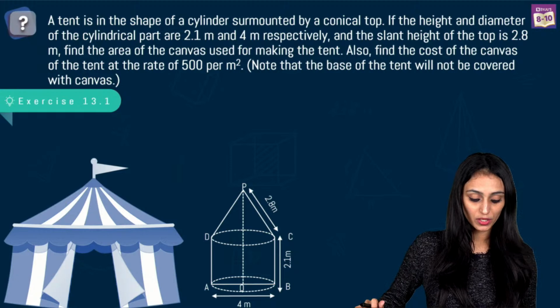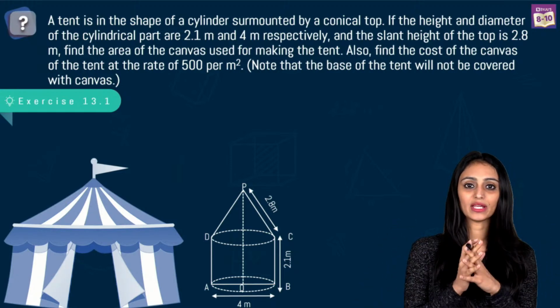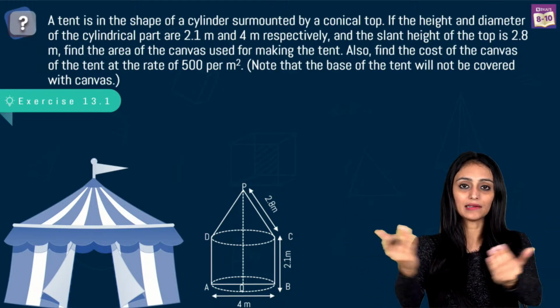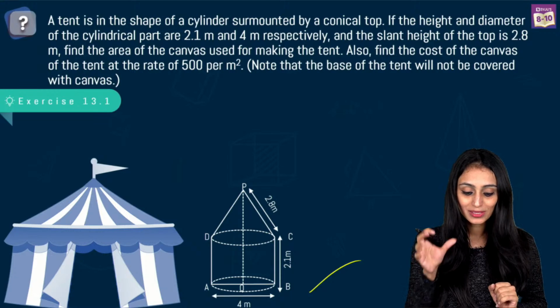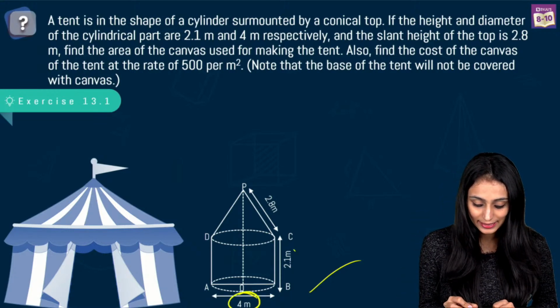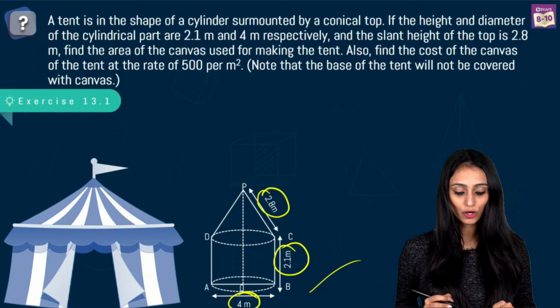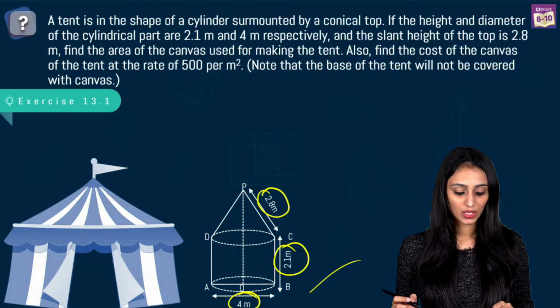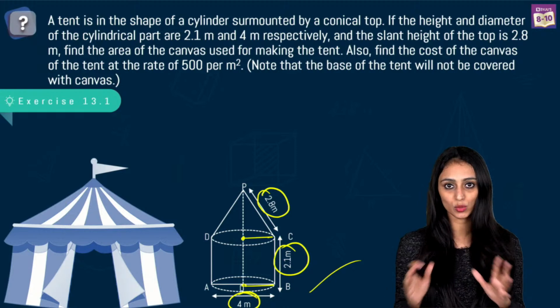Okay. So here we are talking about a tent, right? This tent has a very unique shape. It is cylindrical at the bottom and then it has a conical top over it, like you can see over here. So this cylindrical part, its diameter is given, that's 4 meters. Its height is given, that's 2.1 meters. And the conical part has a slant height of 2.8 meters, right? So obviously they are sharing a common base. So definitely the radius for both of them is going to be same, right?